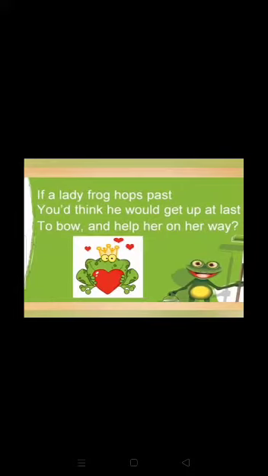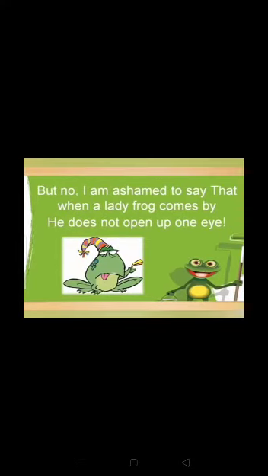Now, if a lady frog hops past, you would think he would get up at last to bow and help her on her way. Now, there is one more thing being described over here about Fred, that if any lady frog hops near him, comes near him, Fred does not even think over it, and he does not get up looking at her and give some respect to her. Bow means to give respect, and he does not even try to help her, though she is roaming here and there around him. But no, I'm ashamed to say that when a lady frog comes up, he does not open up an eye.